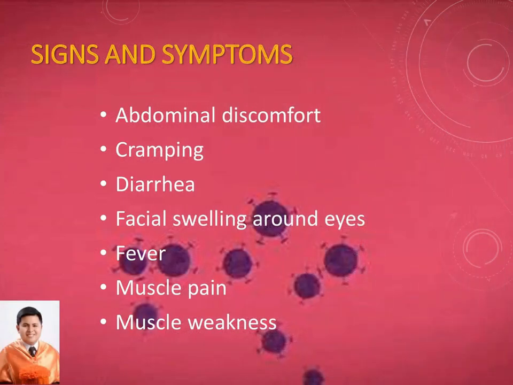Signs and symptoms of trichinosis or trichinelosis. We have abdominal discomfort, cramping, diarrhea, facial swelling around the eyes or the periorbital edema, fever, muscle pain, and muscle weakness. The signs, symptoms, severity, and duration of this condition may vary. Take note, if the infection is heavy, clients may experience difficulty coordinating movements and may have heart and breathing problems, and in severe cases, death can occur.